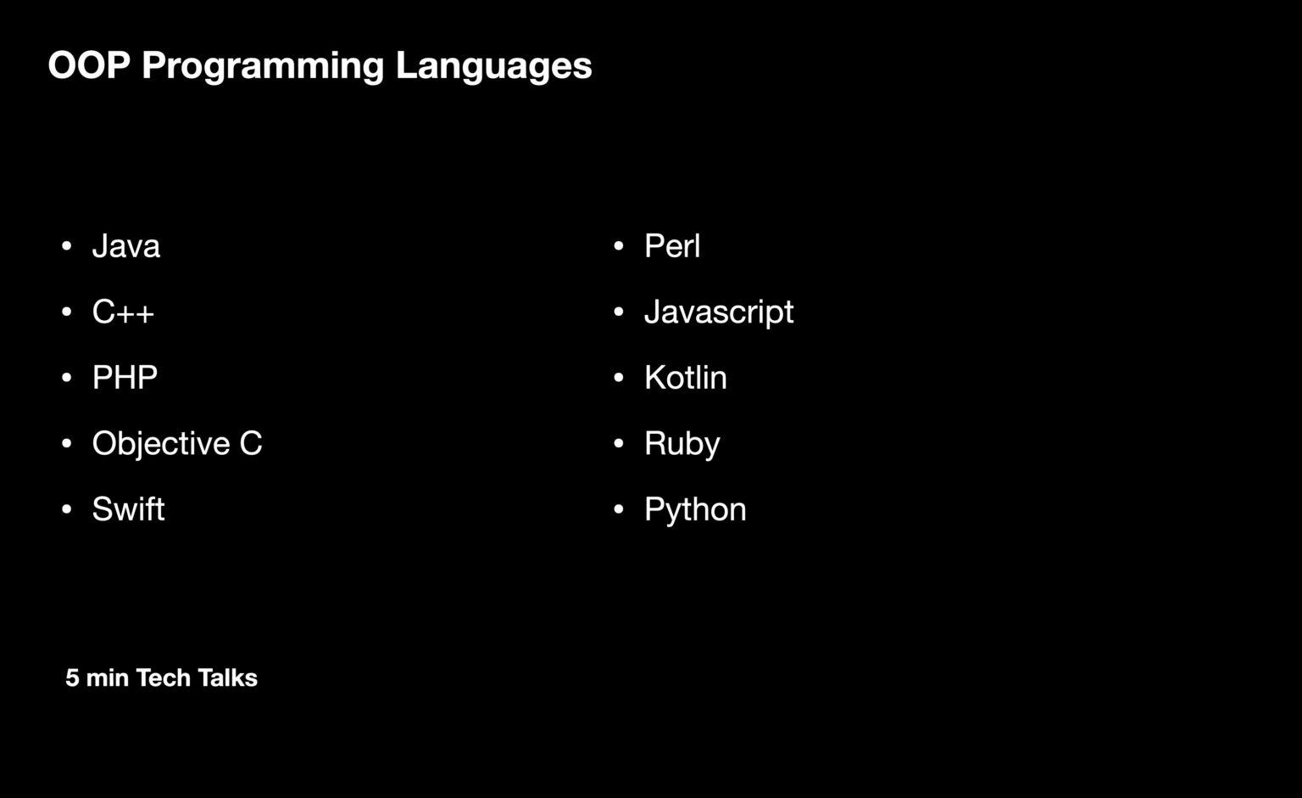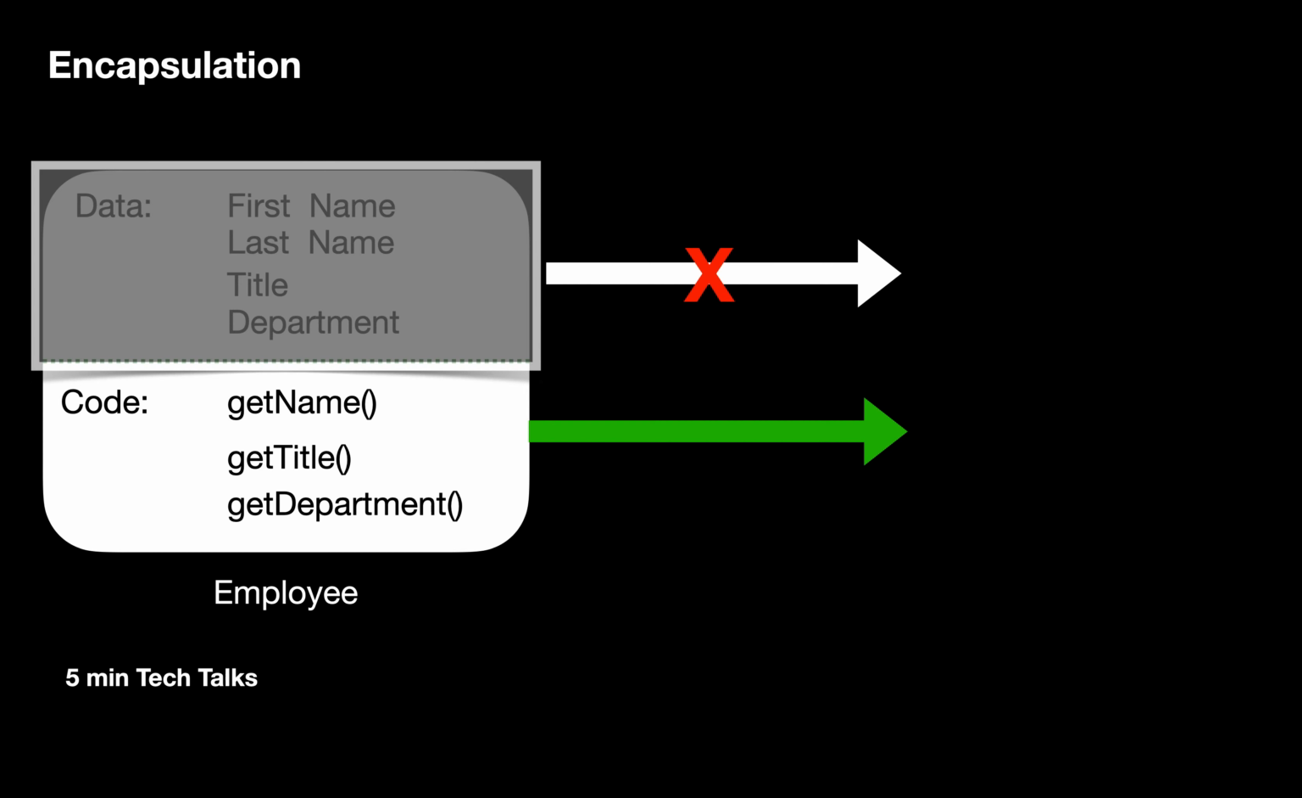There are quite a lot of object-oriented programming languages. I have shown a few examples here: Java, C++, PHP, Objective-C, and so on. Let's talk about an object-oriented principle called encapsulation, which is defined as wrapping up of data under a single unit. It is the mechanism that binds together both data and code.